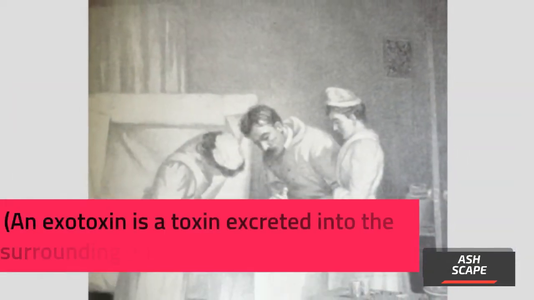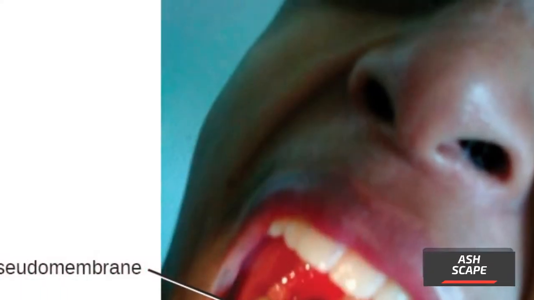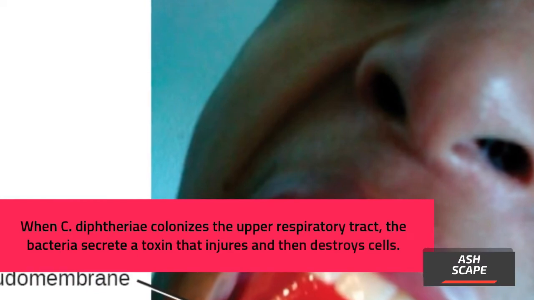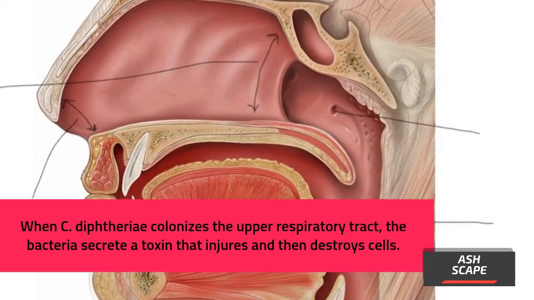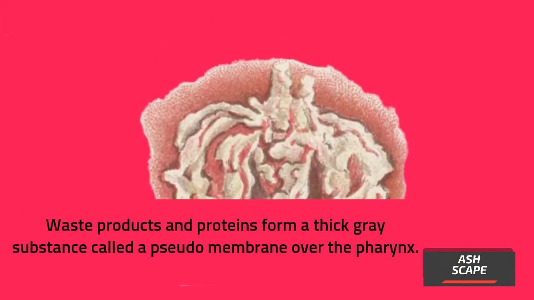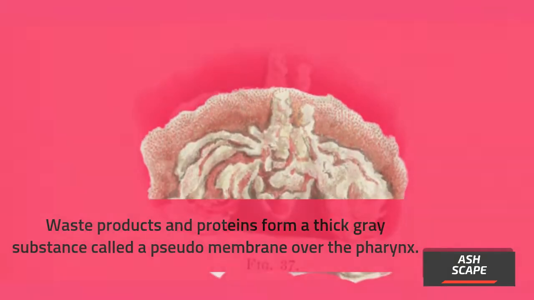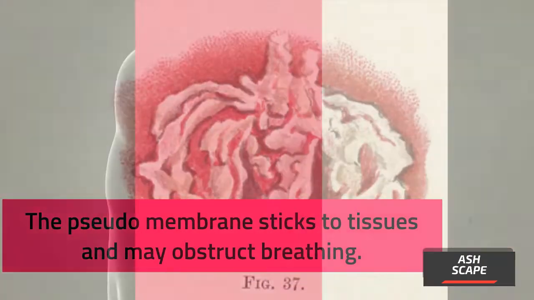An exotoxin is a toxin excreted into the surrounding environment by a microbe. When C. diphtheriae colonizes the upper respiratory tract, the bacteria secrete a toxin that injures and then destroys cells. Waste products and proteins form a thick gray substance called a pseudomembrane over the pharynx. The pseudomembrane sticks to tissues and may obstruct breathing.